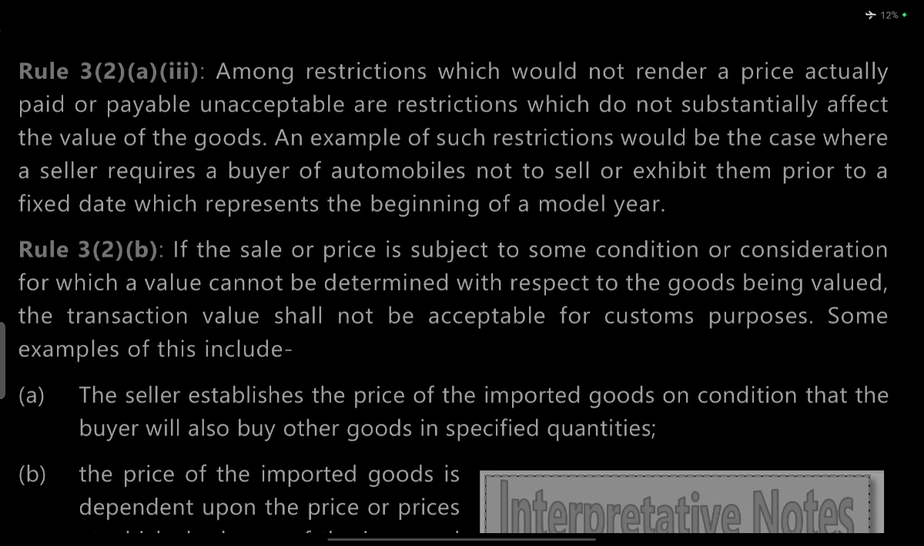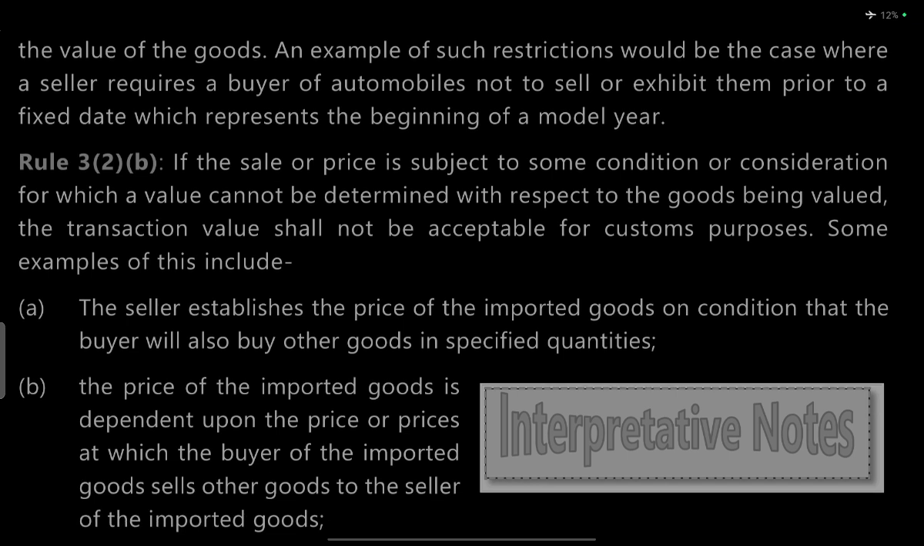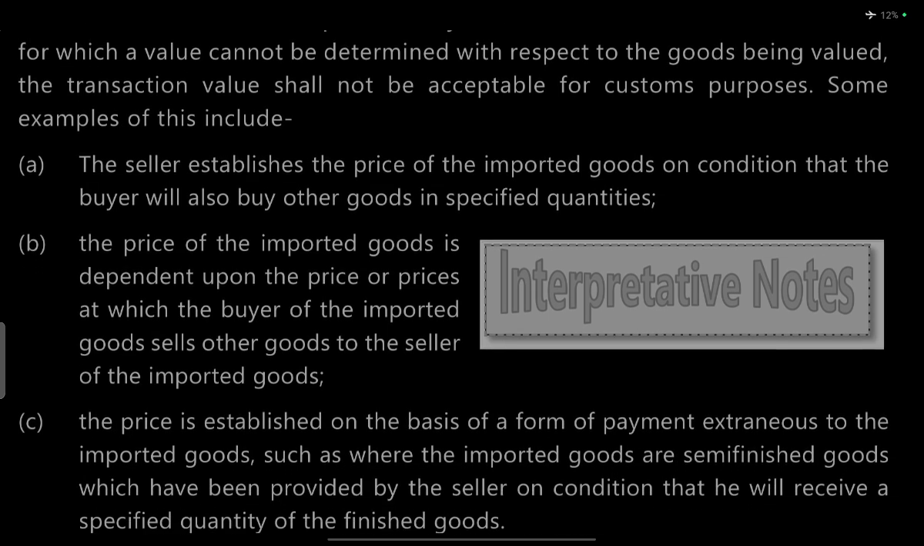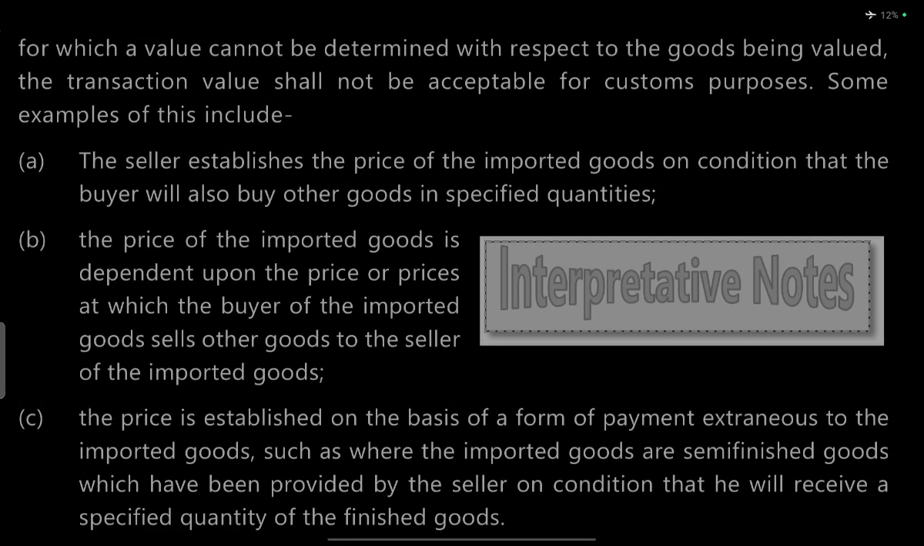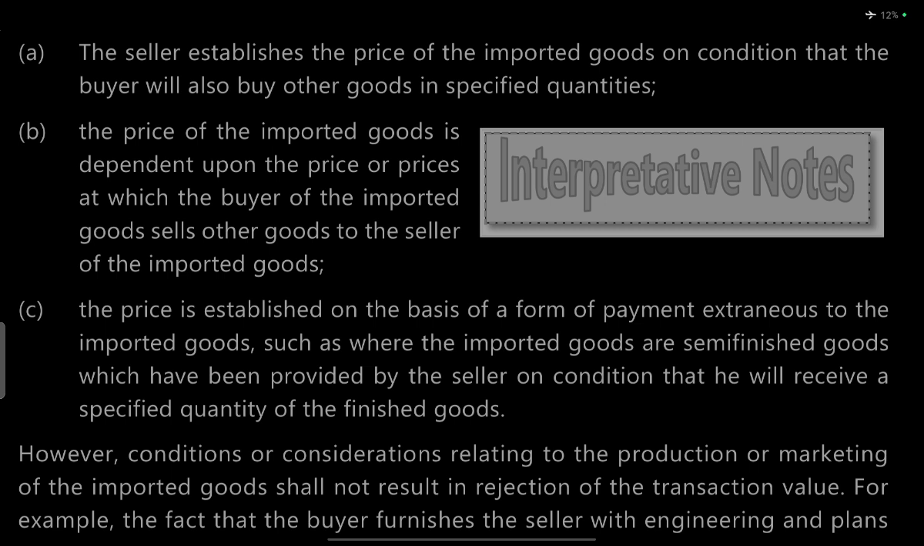Rule 3(3)(b). If the sale or price is subject to some condition or consideration for which a value cannot be determined with respect to the goods being valued, the transaction value shall not be accepted for customs purposes. Some examples: the seller establishes the price of the imported goods on the condition that the buyer will also buy other goods in specific quantities. The price of the imported goods is dependent upon the price or prices at which the buyer of the imported goods sells other goods to the seller of the imported goods.